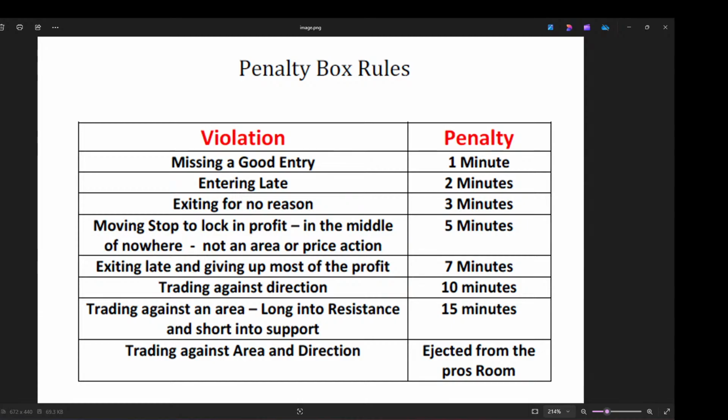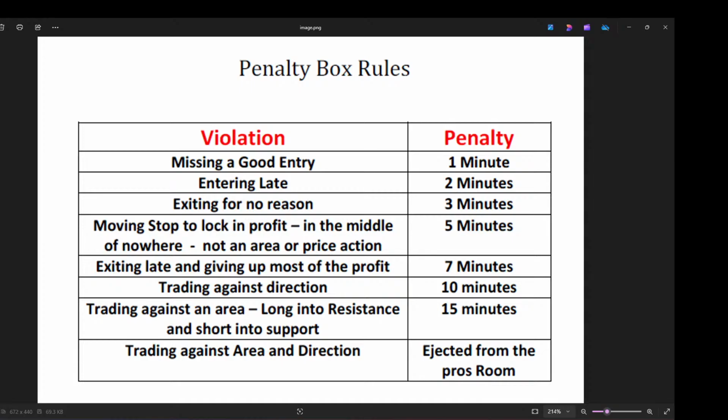And if he entered late, if he chose not to take the rules-based entry but instead waited for confirmation where confirmation wasn't necessary, it was 2 minutes. Getting out of a trade for no reason, and that reason is always fear, for no rules-based reason. That was 3 minutes. Moving a stop to lock in profit. Who's ever done that? Who's ever said, man, I don't want to lose, and you put your stop there and they tap it and then run in the direction of your trade, $1,000? It's 5 minutes. And these are all common, guys. Exiting late. Seeing Fibonacci resistance, watching it hit Fibonacci resistance, and just hoping that it breaks instead of getting paid at that line. That's 7 minutes.